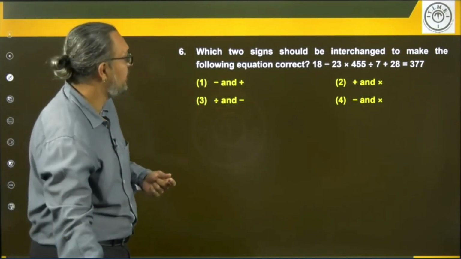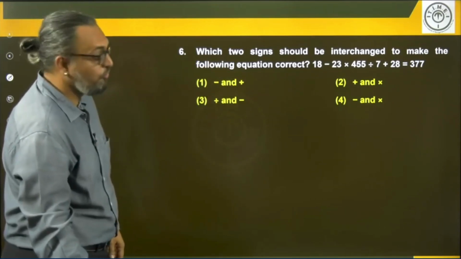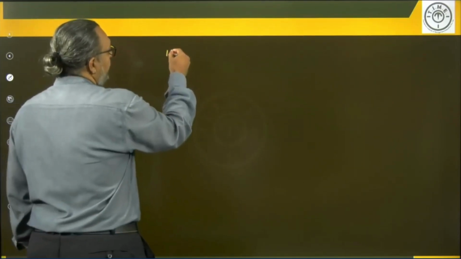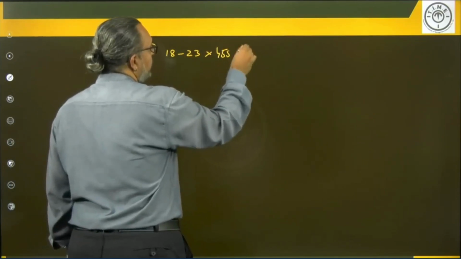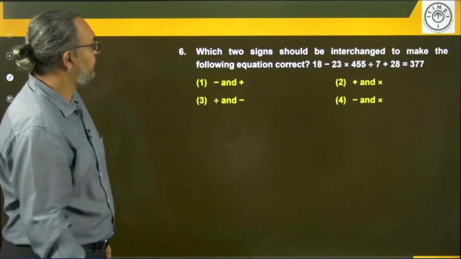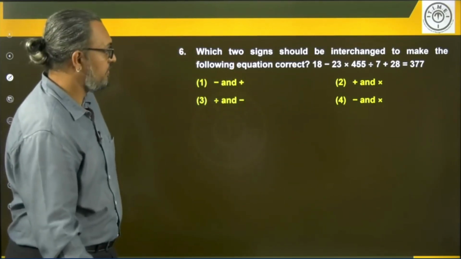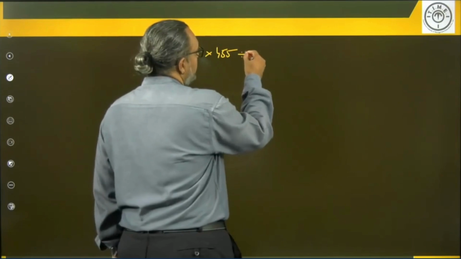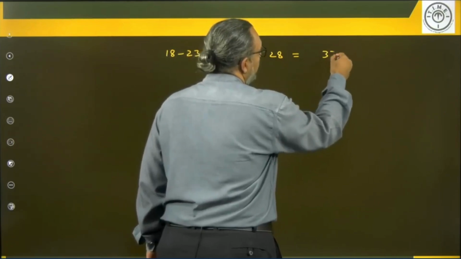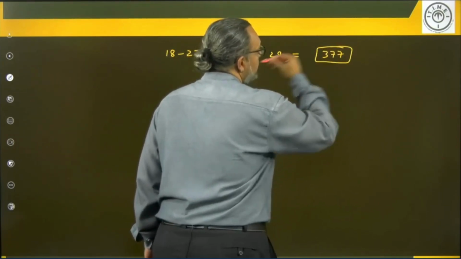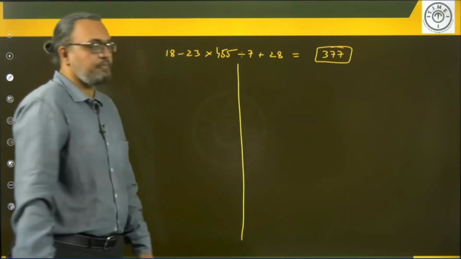So, let us take the expression we have. 18 minus 23 into 455, divide by 7 plus 28. On the right hand side, I should get the number as 377. So, again we need to go option by option.